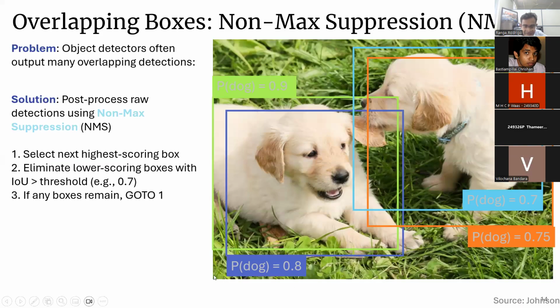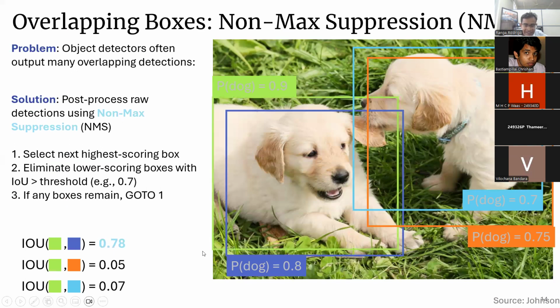Sizing problems. Okay, take these two boxes. The IOU between the green and the blue is 0.78. So what you do is select the next highest scoring box and eliminate the lower scoring box with IOU greater than 0.7. Is the IOU greater than 0.7? Yes, eliminate that. Then take the next highest one.